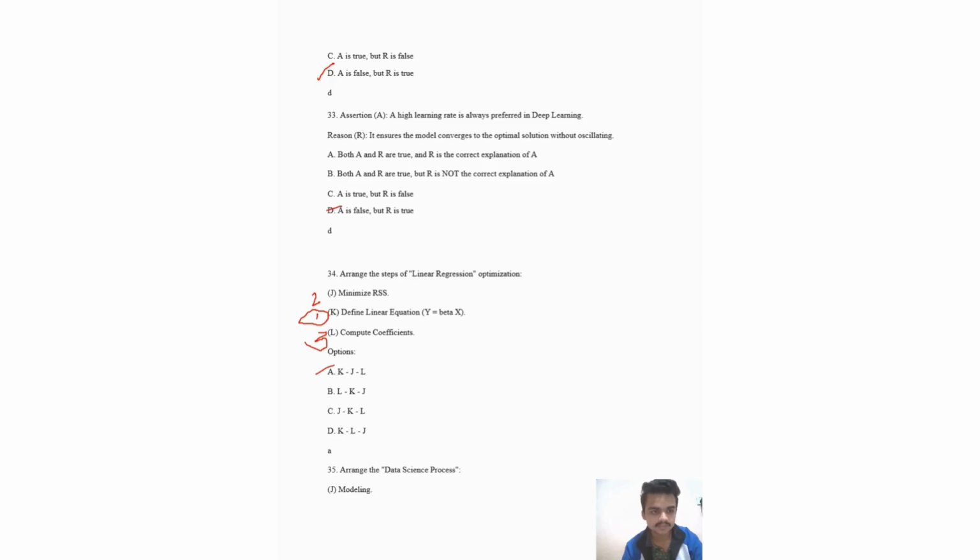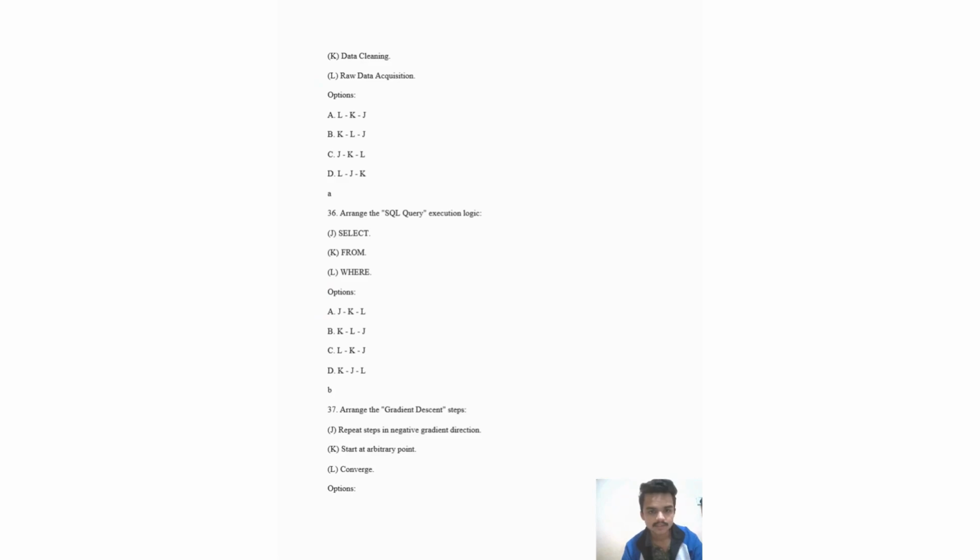Arrange the data science steps. First one is data cleaning, raw data acquisition. So here the first will be raw data acquisition, then the second will be data cleaning and third will be modeling. So the answer will be this.